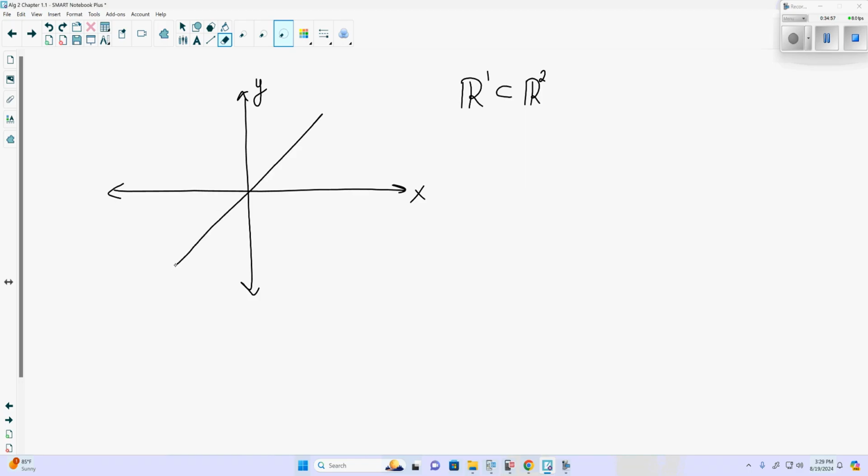Now, the XY coordinate plane is a subset of the XYZ. So we can say that this is a subset of R3. The number line is a subset of the XY plane. The XY plane is a subset of the XYZ space. So R1 is a subset of R2. R2 is a subset of R3. R3 is a subset of R4, which is a subset of R5.